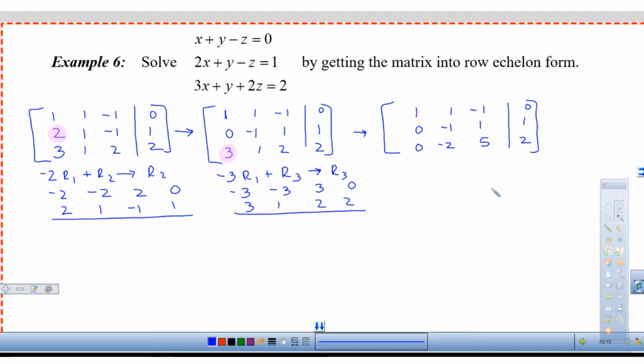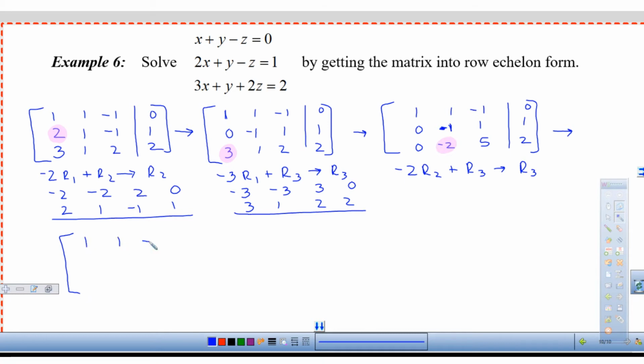Now I need to get a 0 right here. Do not use row 1. What do I need to pair up with my -2? A 2. What do I have to do to a -1 to turn it into a 2? Multiply it by -2. So I'm going to go -2 multiplied by row 2 added to row 3 becomes my new row 3. See the formula I keep writing? You have to write that formula or you won't get credit.